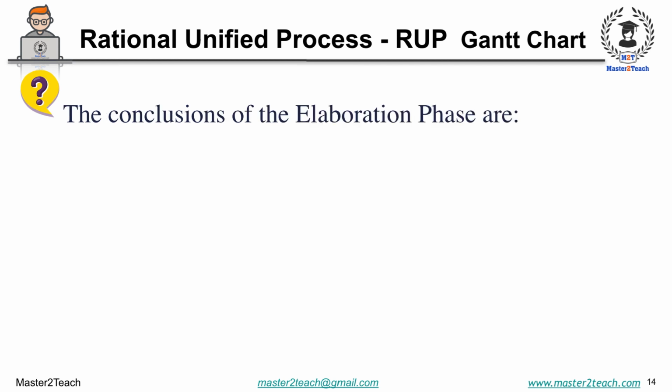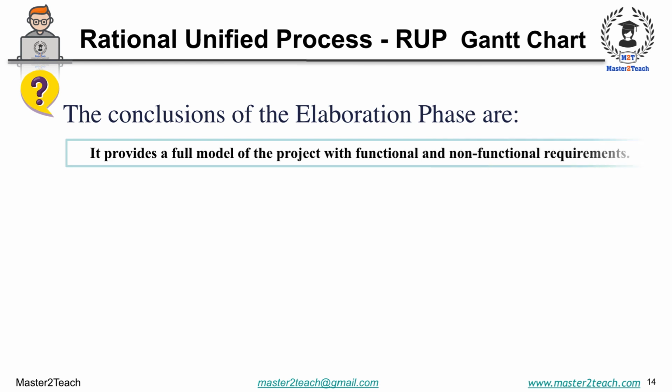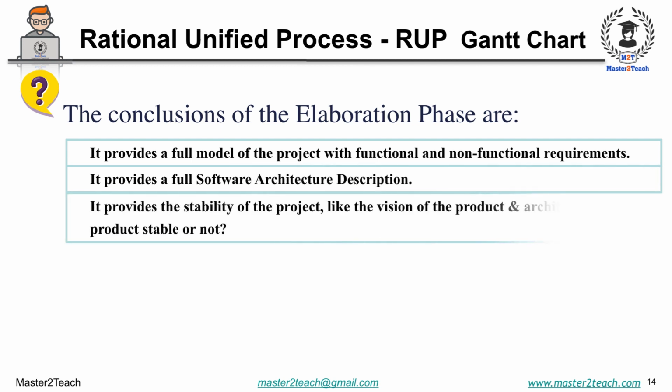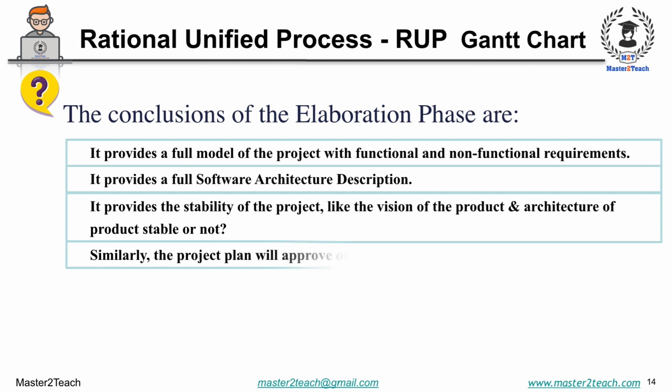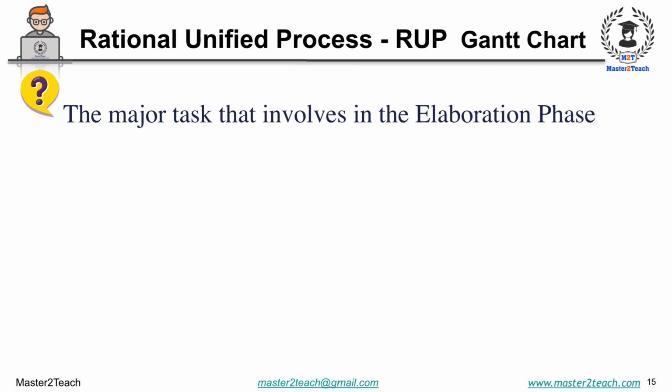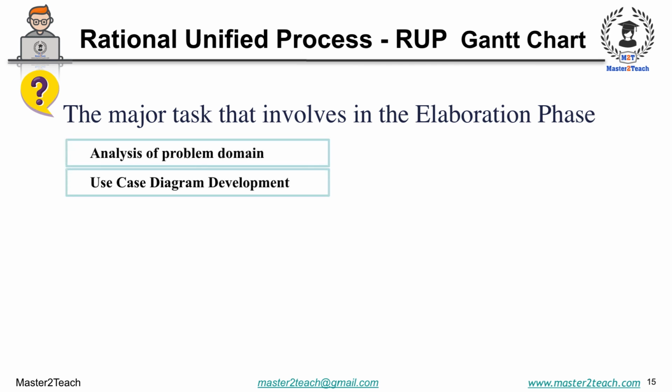The conclusions of the elaboration phase are: it provides a full model of the project with functional and non-functional requirements. It provides a full software architecture description. It provides the stability of the project, like whether the vision of the product and architecture of the product are stable or not. Similarly, whether the project plan will be approved or not. Is the actual resource cost versus planned resource cost acceptable or not? The major tasks involved in elaboration are as follows: analysis of project domain, use case diagram development, system architecture development.